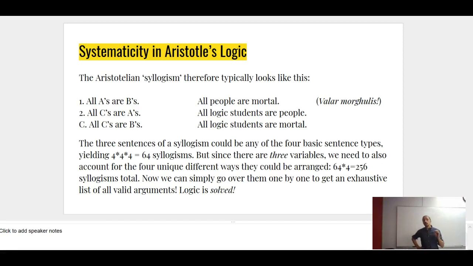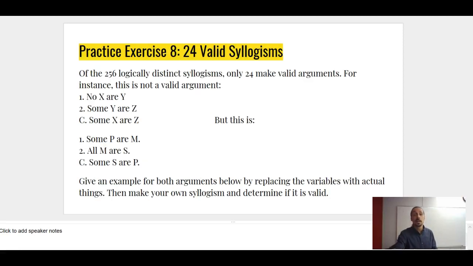He gave a list of all the valid syllogisms as a subset, as a restricted set of all possible ways you can arrange these kinds of statements together. There's 256 possible syllogisms. How many of them are valid? Only 24. For example, the following here is not a valid argument. No x's are y's. Some y's are z's, so some x's are z's.